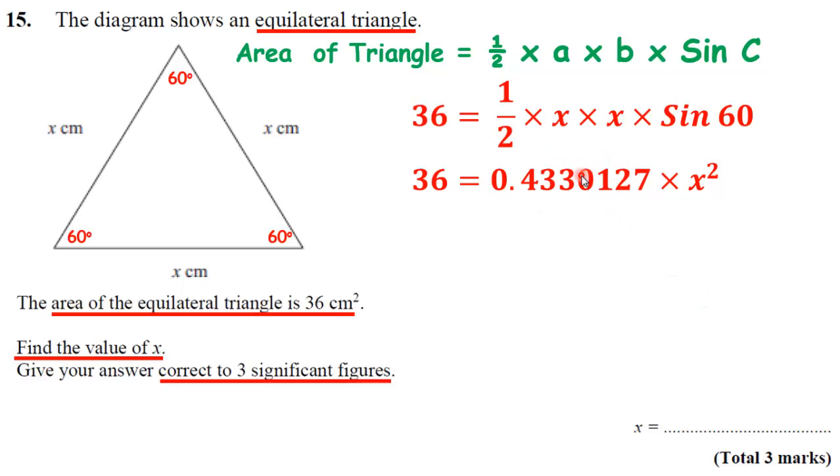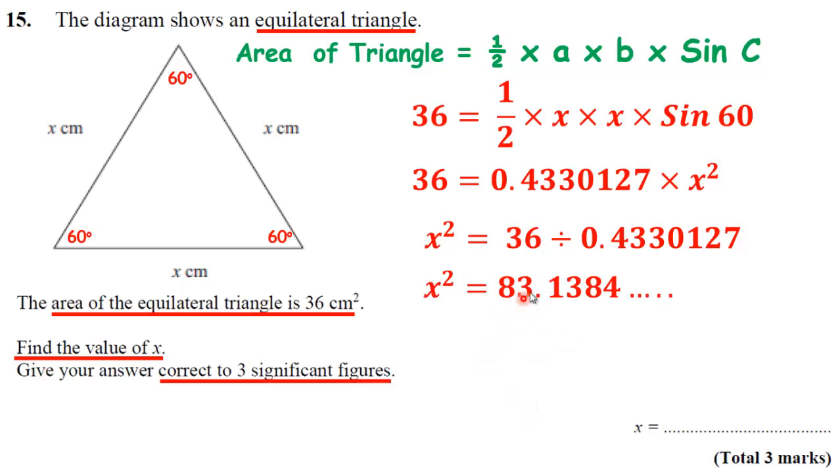I need to get rid of that there, so I'm going to divide 36 by it. 36 divided by 0.4330127, and you could keep that on your calculator and use your answer key to help you with this. 36 divided by whatever the answer key tells you. Okay, after doing that, I've got another value, 83.1384, and so on. And remember, that's equal to x squared.